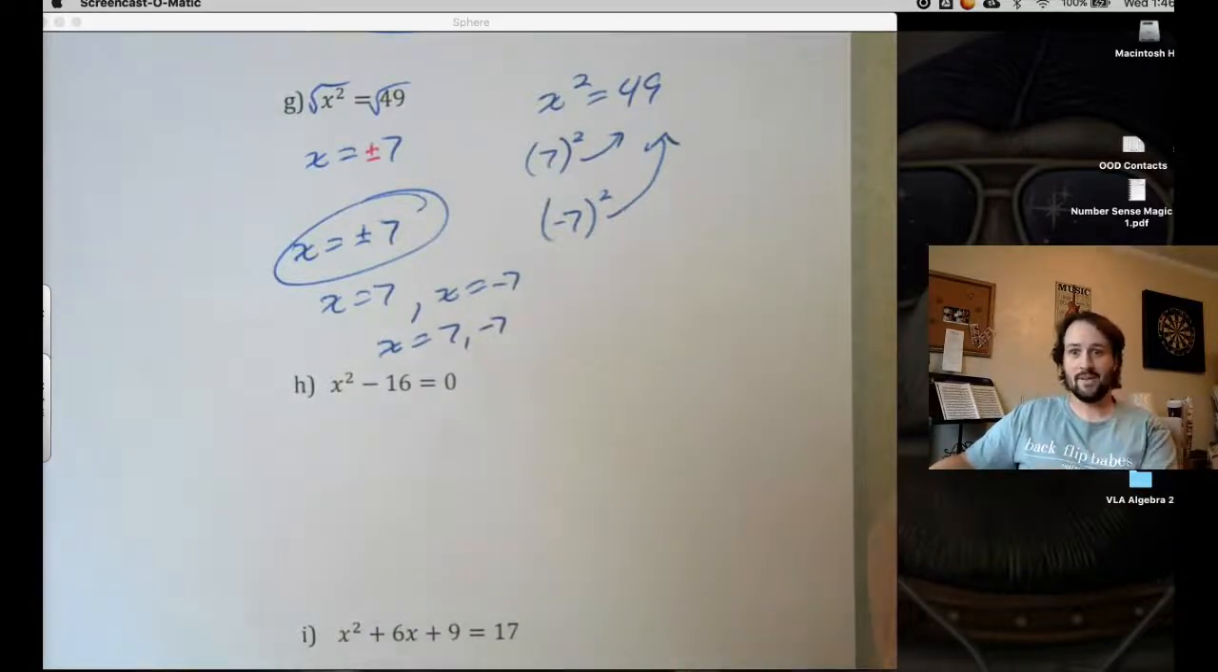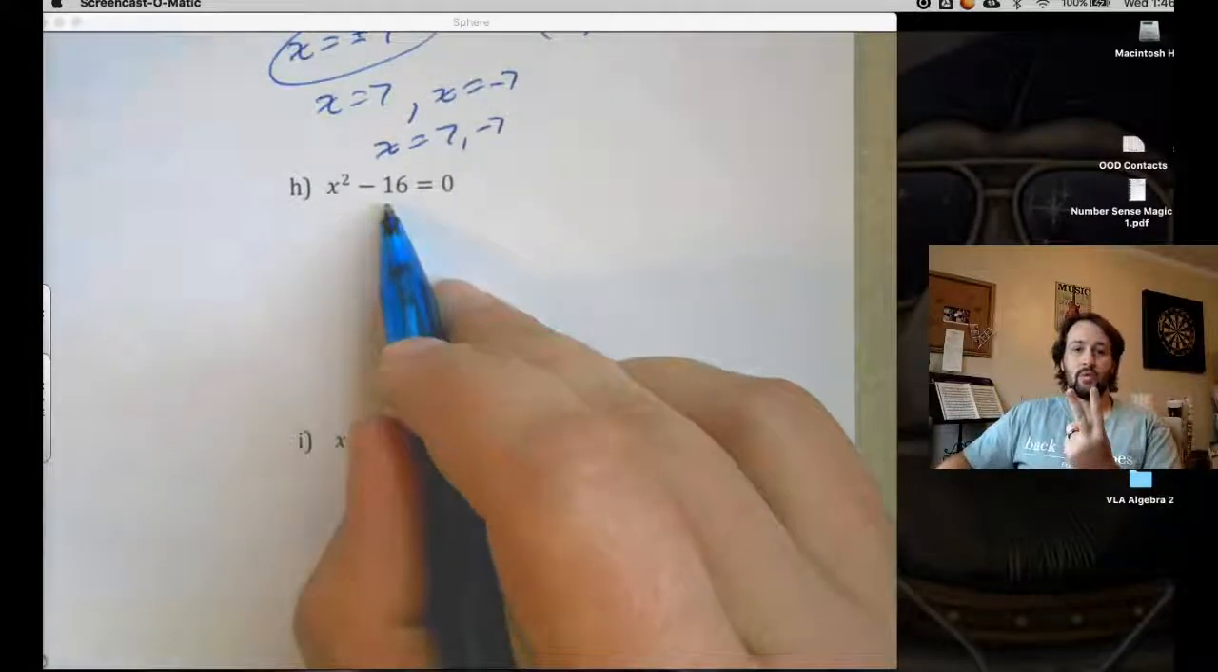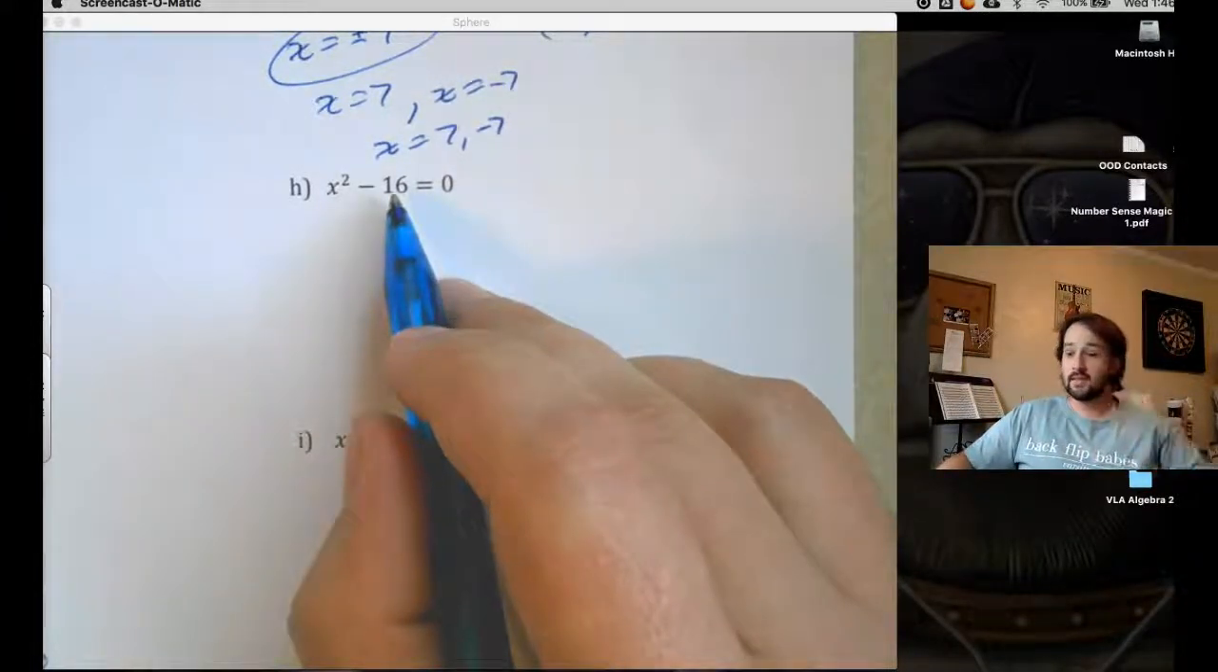Ooh, that was close. All right, so this one, two different ways you could do it. You could recognize that this is a difference of squares.